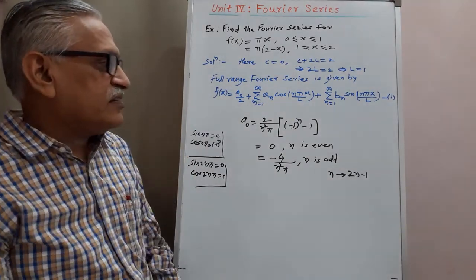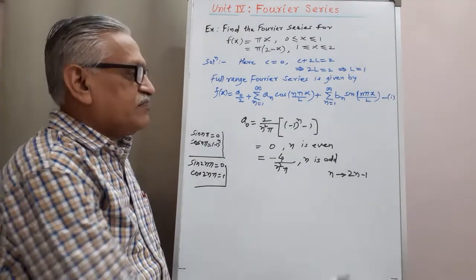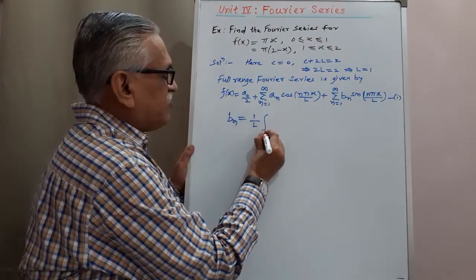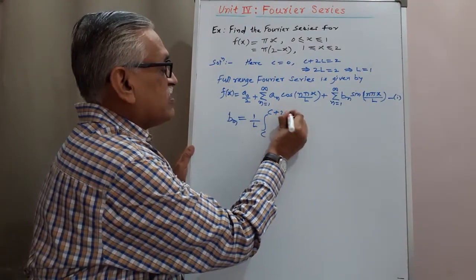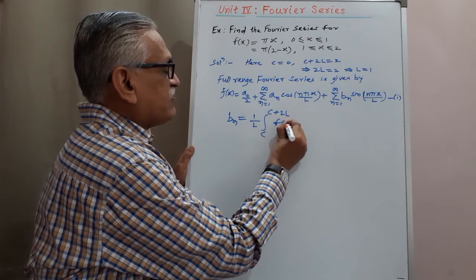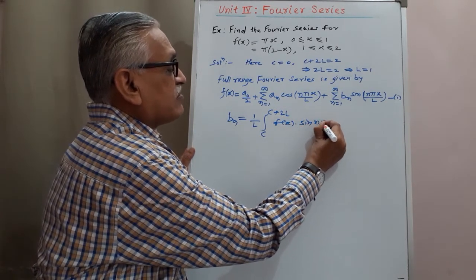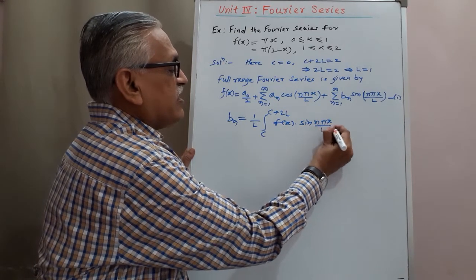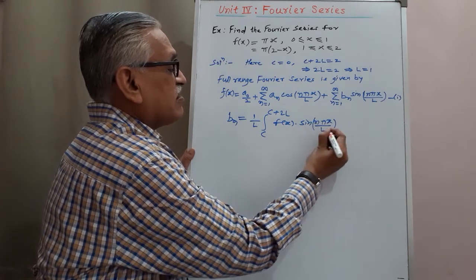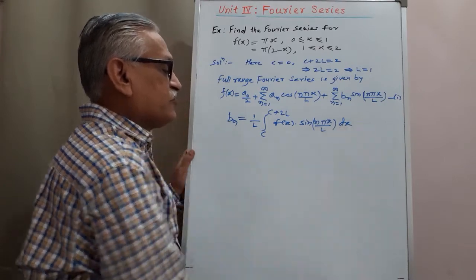Then in the next part I will calculate the value of the integration from c to c plus 2l of f of x into sine of n pi x divided by l, and then its integration with respect to x.